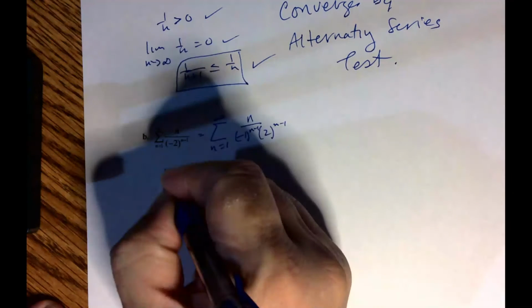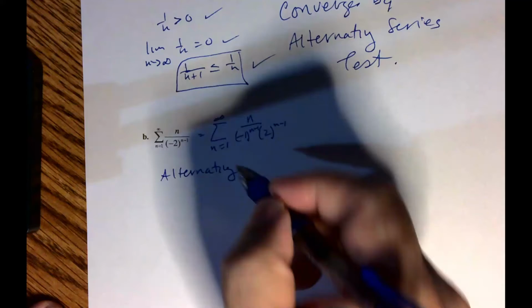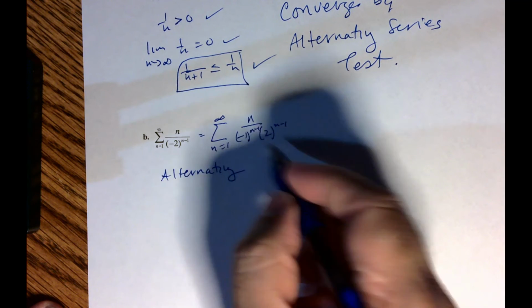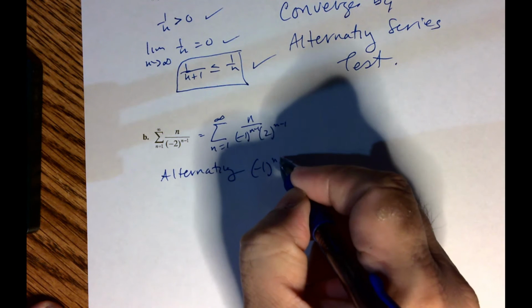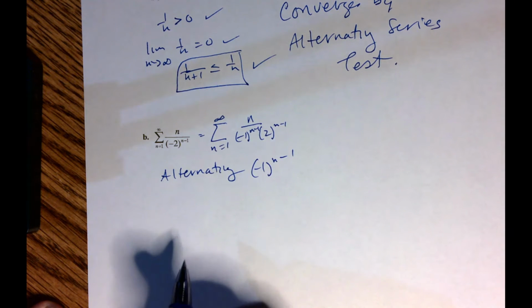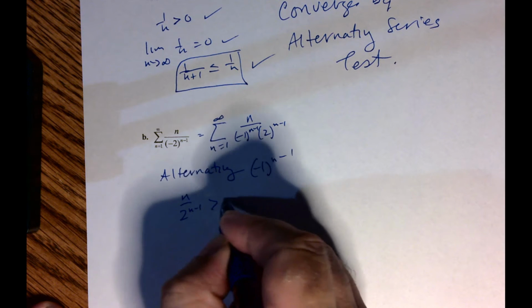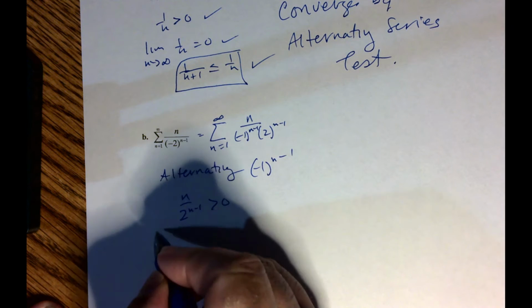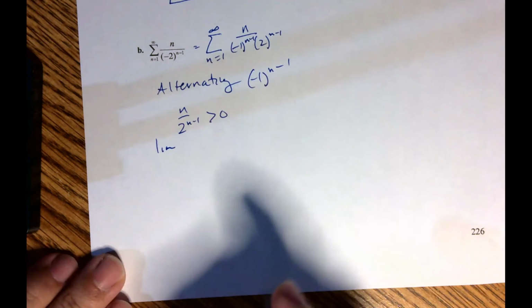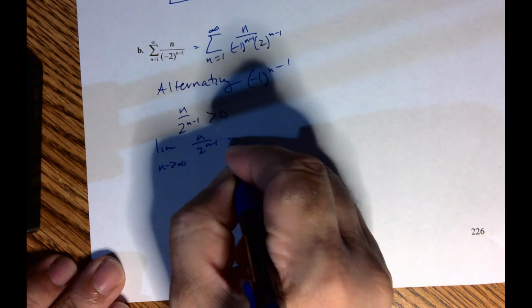Well, let's just double check, just to be sure, it is alternating because of the exponent here. What's alternating? -1 to the n minus 1. And are the terms positive? n over 2 to the n minus 1 is greater than 0. All right. And what's the limit as n goes to infinity of n over 2 to the n minus 1? That equals 0.